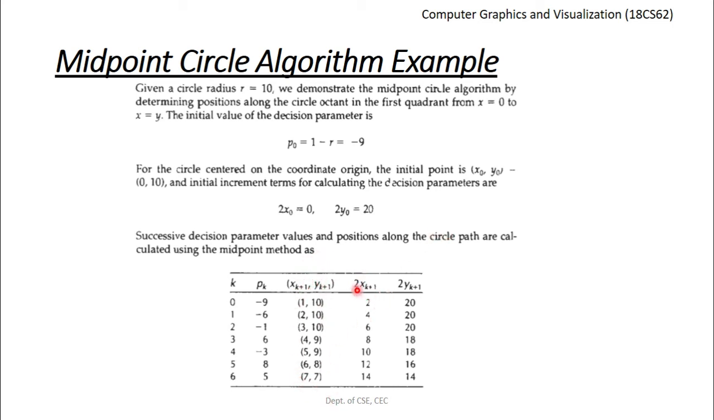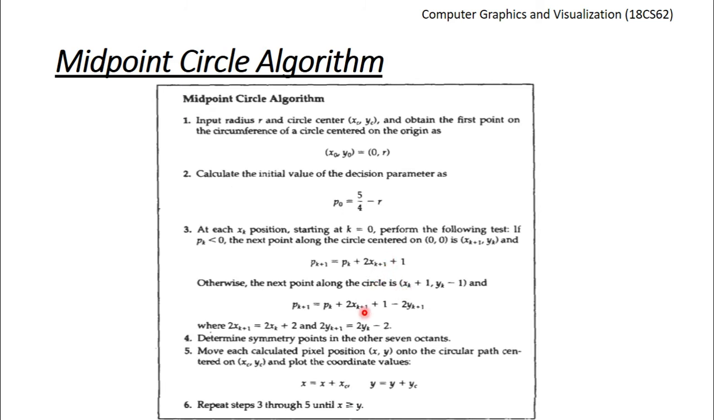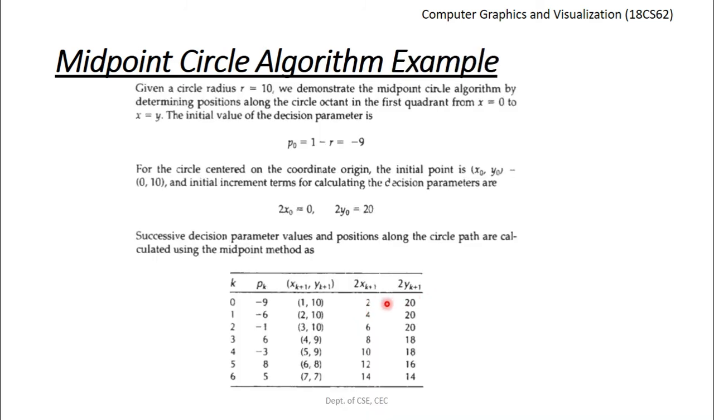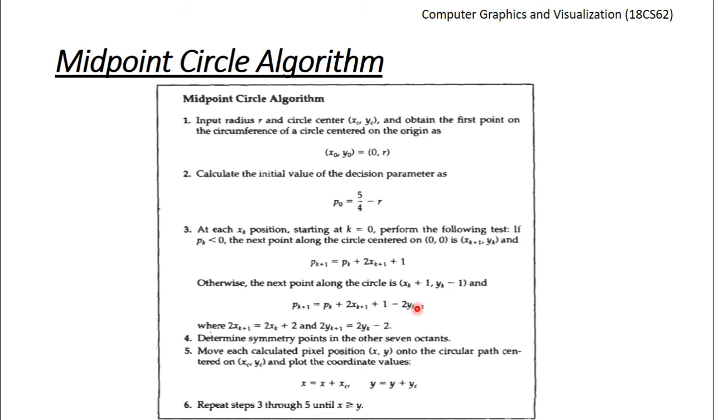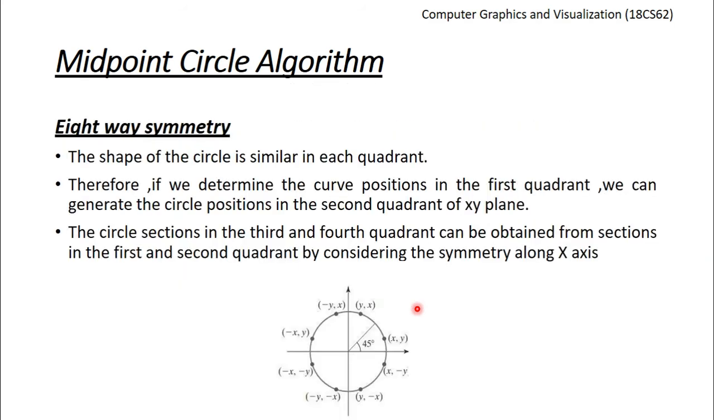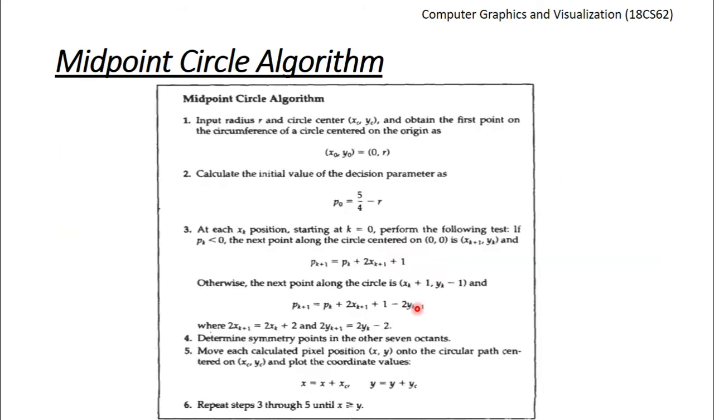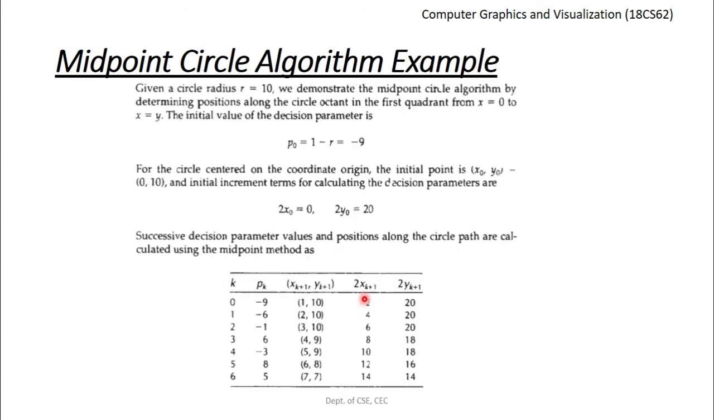The next two columns will be for 2xk+1 and 2yk+1. These two values you can directly substitute in these equations. That is why we are computing these values. We have 2xk+1 and 2yk+1 here. If you have calculated these values, you can directly substitute them in the appropriate equations.